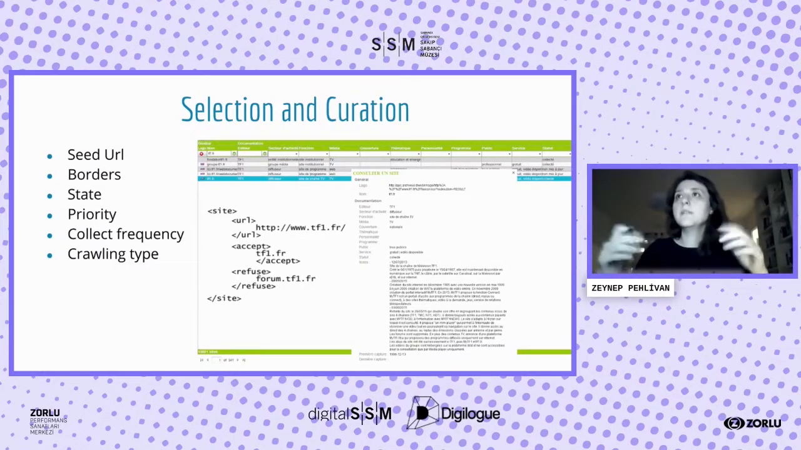It's not only important to decide the borders of the web archive, but the people at the libraries who create these seed URLs also give other metadata, for example priority and collect frequency: whether we should archive these websites every day, every hour, or just once a month. And crawling type. I'm going to give more details because there are different crawlers for different web resources.